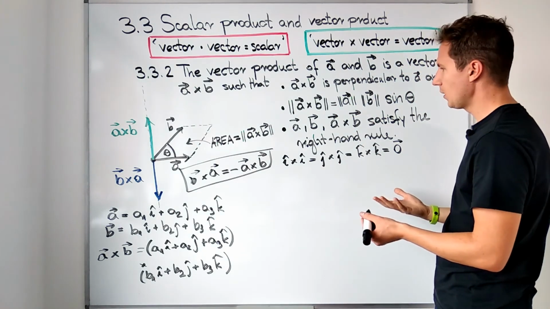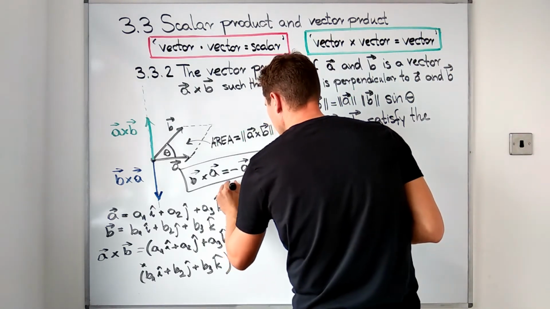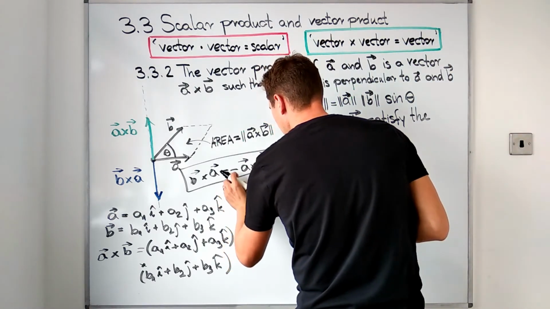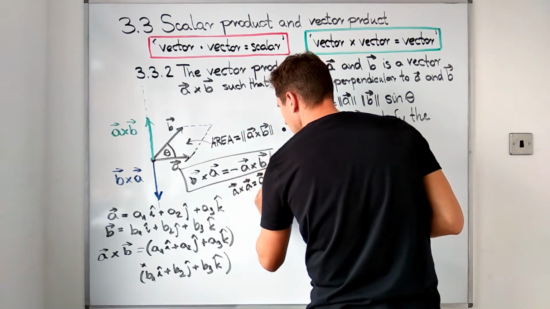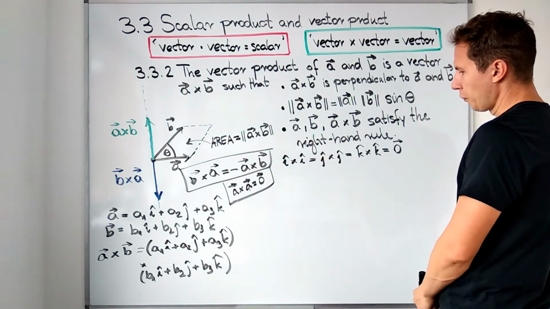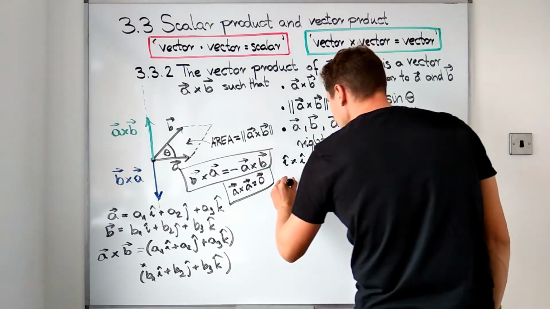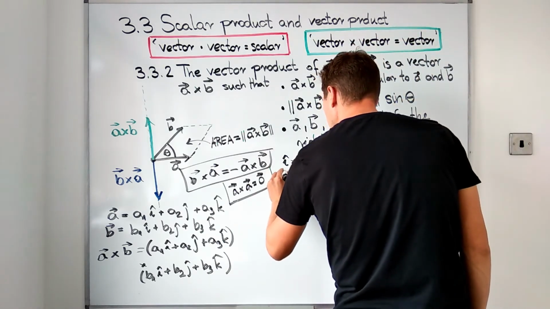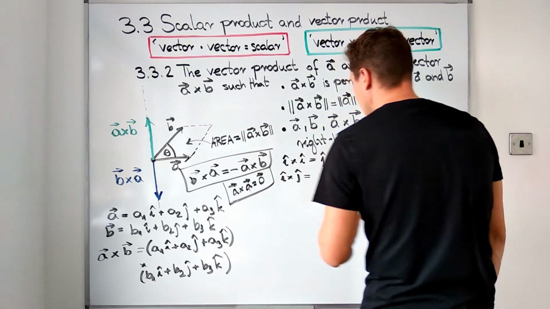I should make a note of this fact somewhere, that A cross A for any vector will give me the 0 vector. Okay, so these are the 3 terms which are going to actually vanish, and it's also useful to see how they behave when we multiply them.